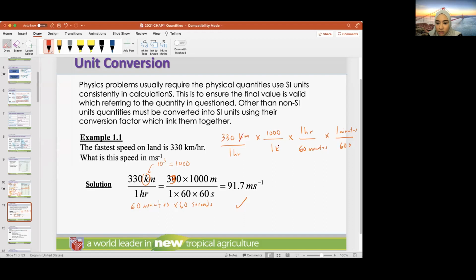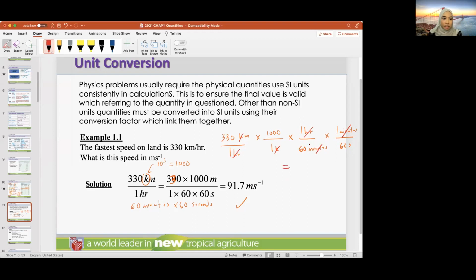So K cancels out with K. And then I want to get rid of hour. 1 hour cancels out with hour. And then minute is cancelled out with minute. So now I'm left with 330 times 1,000 divided by 60, divided by 60. And use your calculator and you will get the answer.